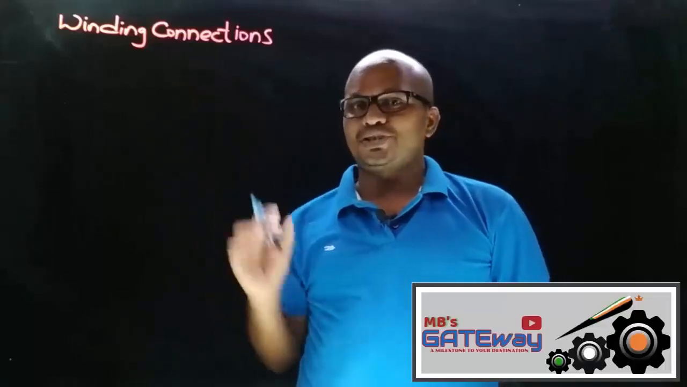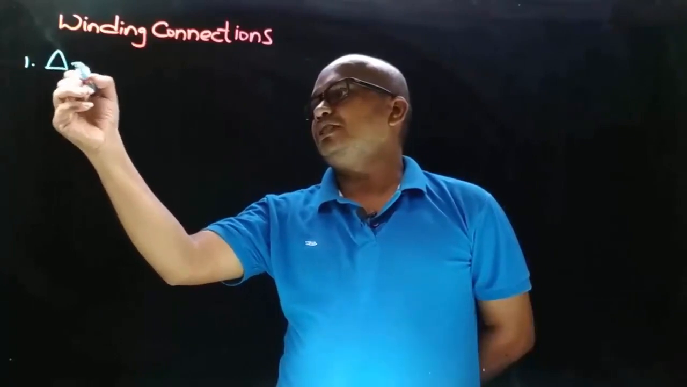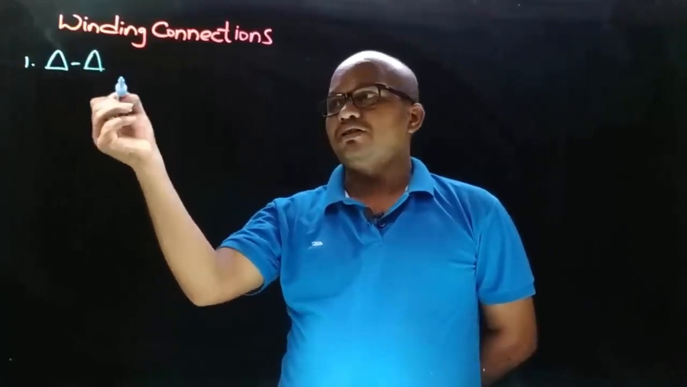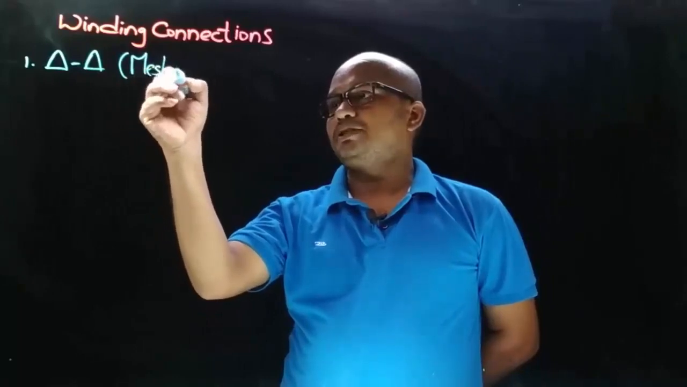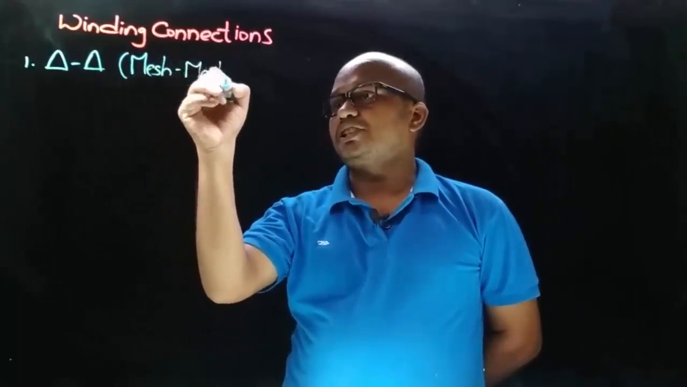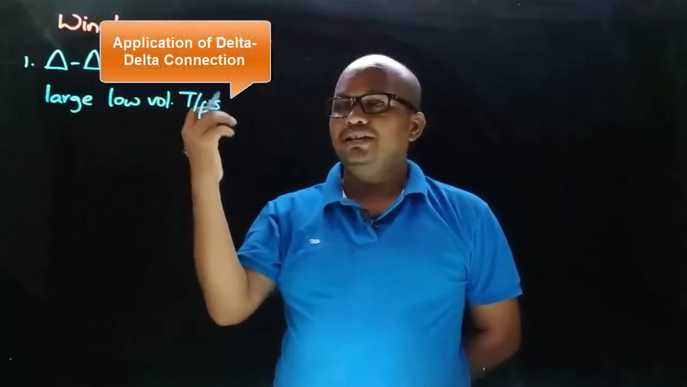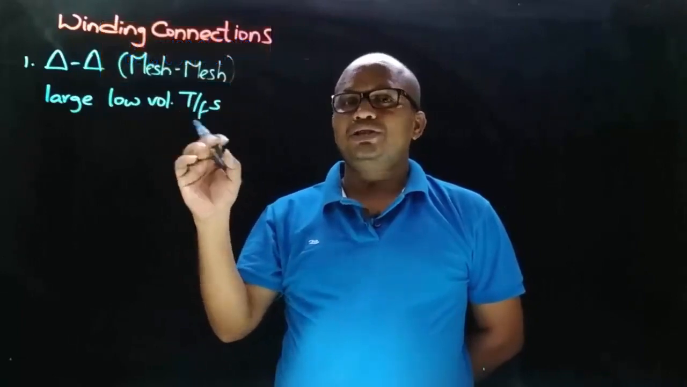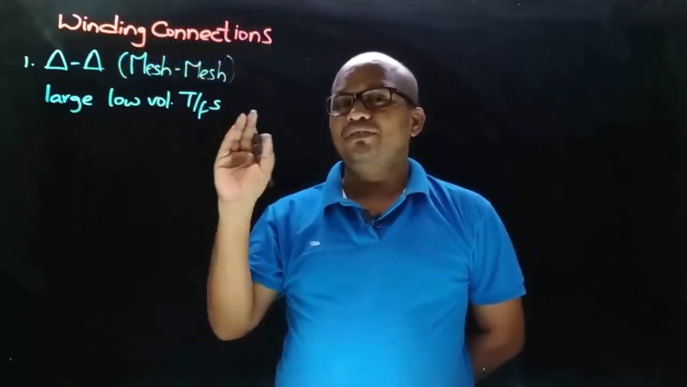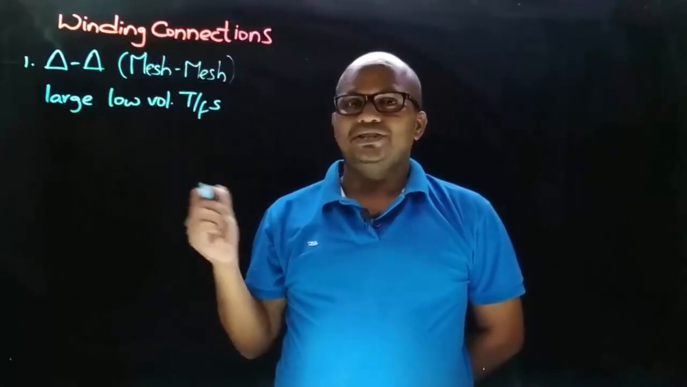Here is our first discussion on delta-delta connection, also called mesh connection. From this topic we are going to see the delta-delta connection and its phasor diagram and vector group, and the line voltage ratio and phase voltage ratio, and finally its advantages, disadvantages and applications.